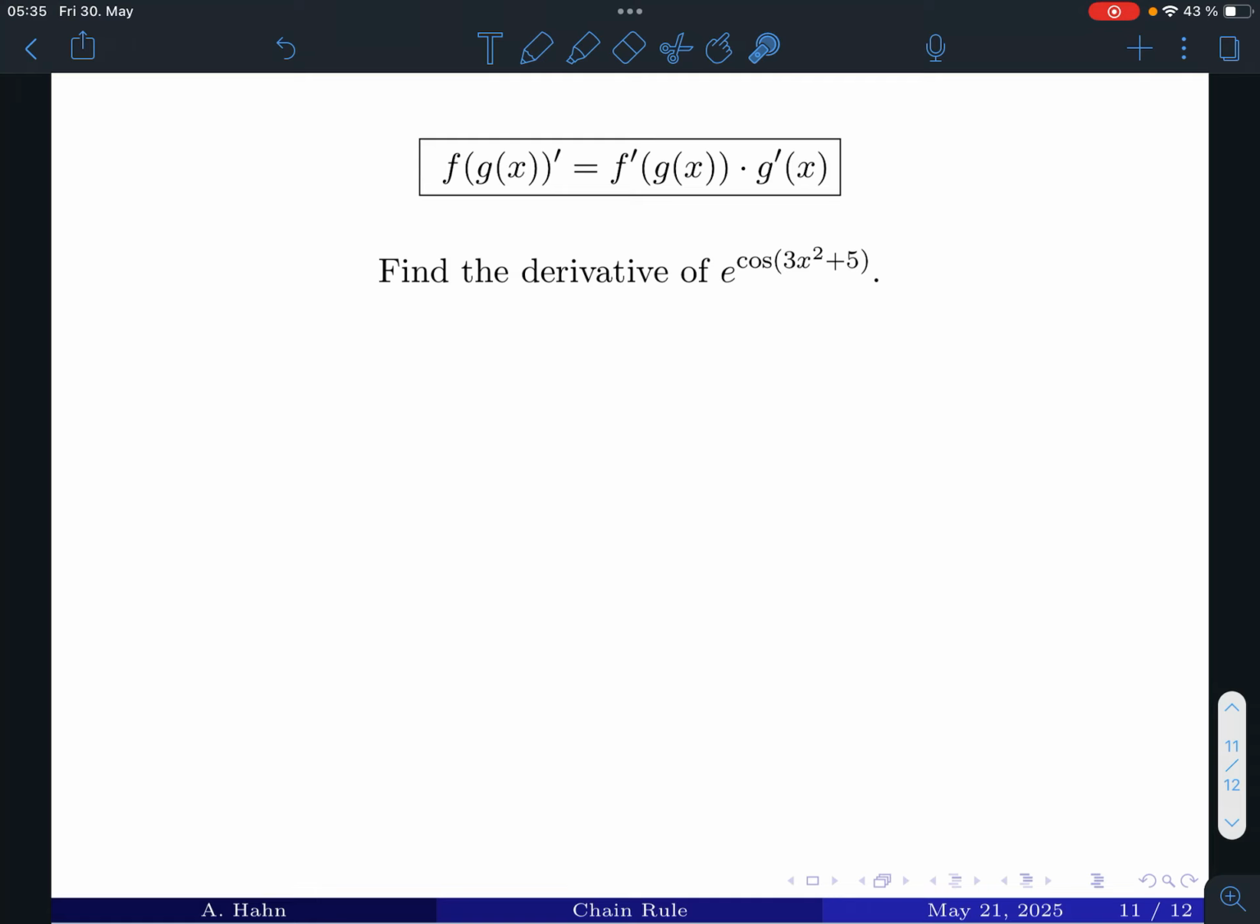So let's do another example. And this example is like a composite function of a composite function. So we can see that we have e raised to something. So we have an inside and an outside function, but then that inside function is also a composite function. And so we're going to have to do this double chain rule sort of thing. And so what we're going to do is work outward, inward.